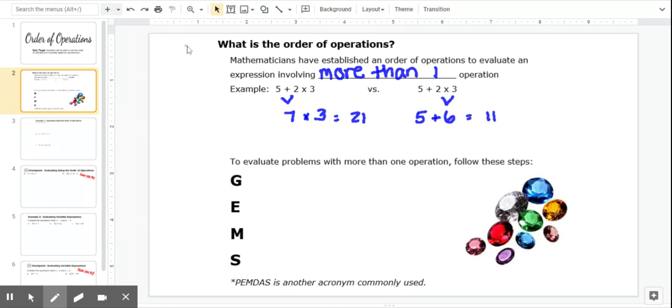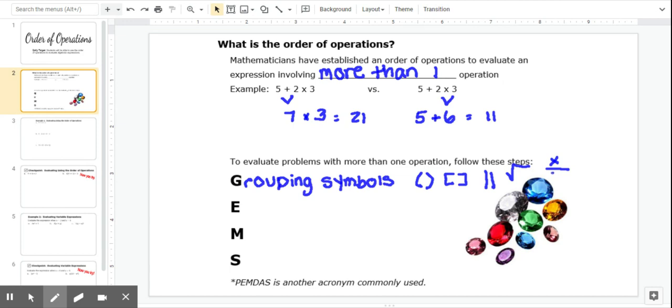We use an acronym called GEMS to help us remember the steps. The G stands for grouping symbols. Now, over at the middle school, you were probably taught PEMDAS, or please excuse my dear Aunt Sally, or something like that. You're in high school now, so while parentheses are an example of grouping symbols, there are other types of grouping symbols that you should be familiar with. You may also see brackets, absolute value bars, square roots, and fractions. All of those qualify as grouping symbols.